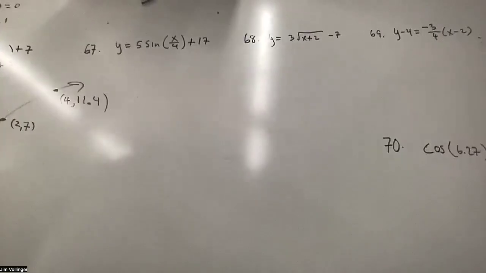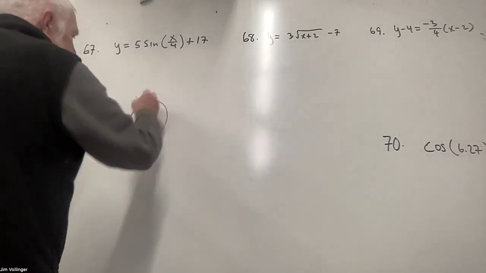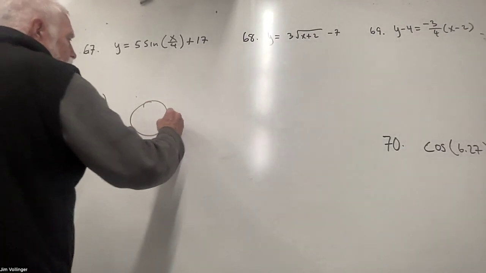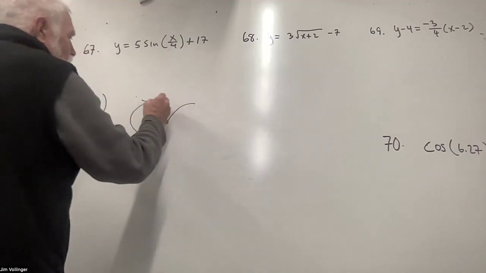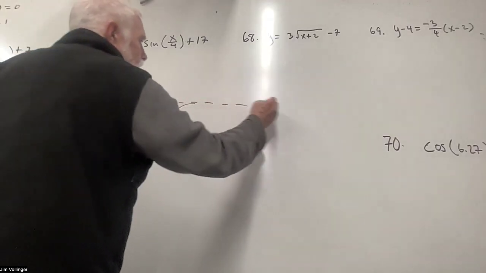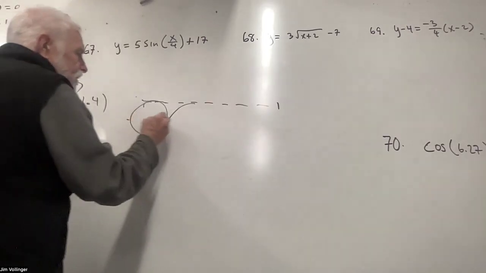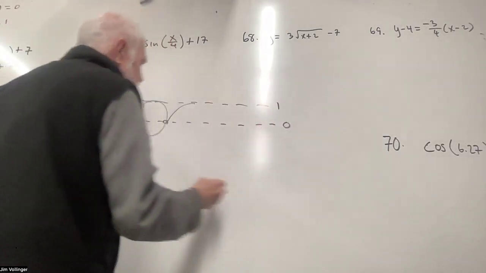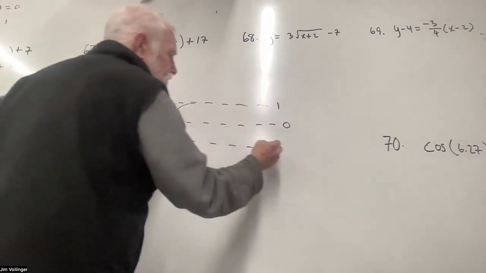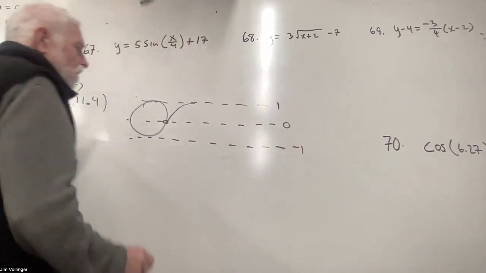The sine function. The sine function starts over here at 0, goes up to a height of 1. That's a height of 1. That's the mid-range, and that's a 0. And it goes down to -1. Okay, so what do I have?